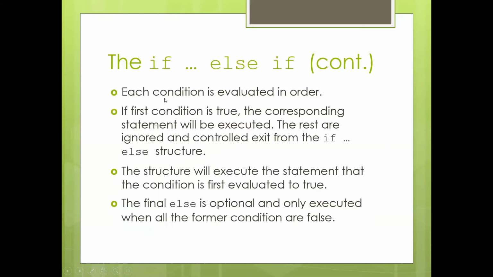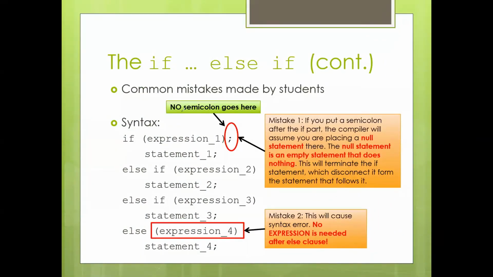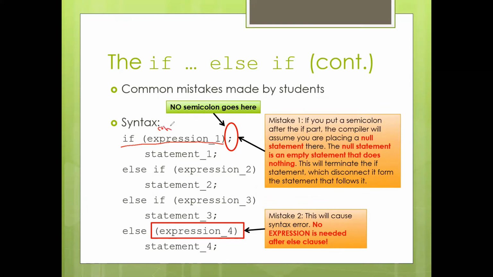So this is the common mistake made by students. No semicolon goes here. Remember, after you write the if statement, and you have the condition, please make sure you don't put a semicolon here. After the if statement, you don't have a semicolon. The semicolon you just put at the statement, such as cout, cin, and so on.